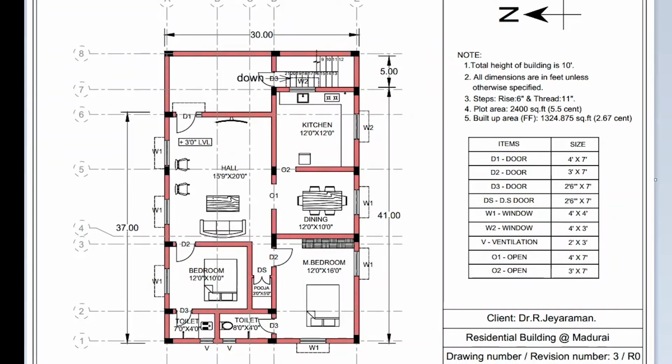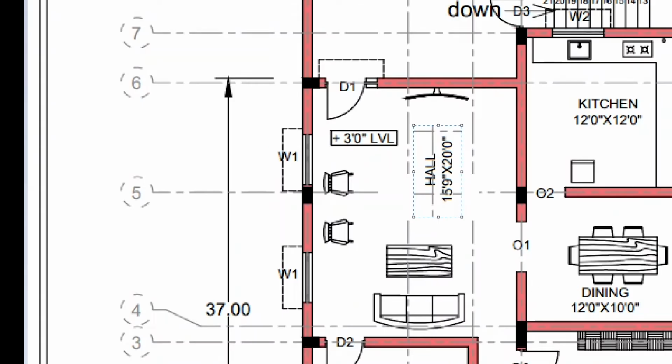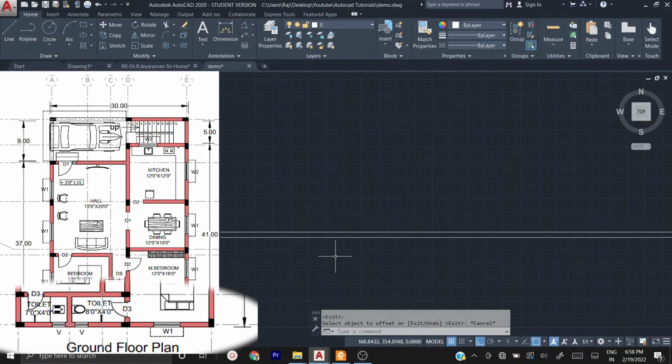If we write text in this direction, for example if we write like this, then the first dimension represents the distance along the orientation of the text. This 15 feet 9 inch is from this wall to this wall. Since this dimension is 20 feet, now we need to write it as hall, first dimension 20 feet 0 inch by 15 feet 9 inch. That is how we have to read the dimensions in the building plan.